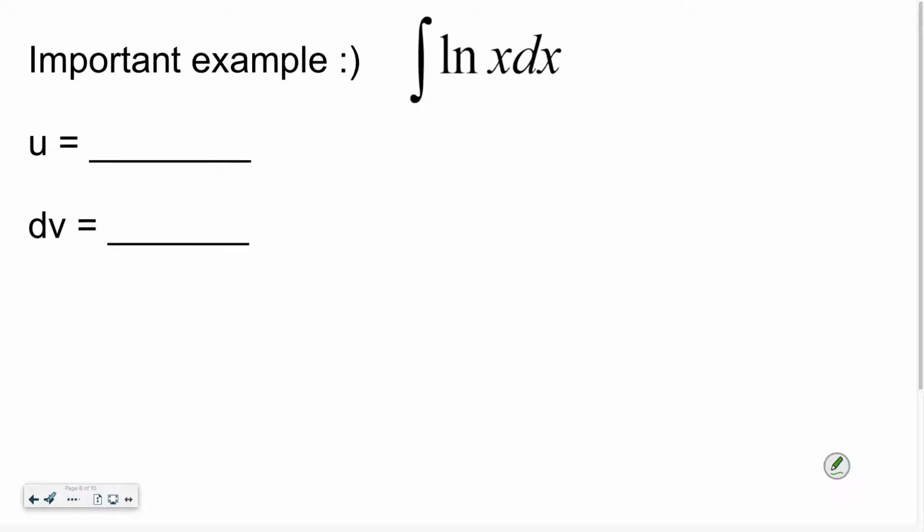Now, if we don't know the integral of the natural log, should it be u or dv? Okay. So if u is the natural log of x, what's dv? dx. Okay. Well, this would make du 1 over x dx, and v would equal x.